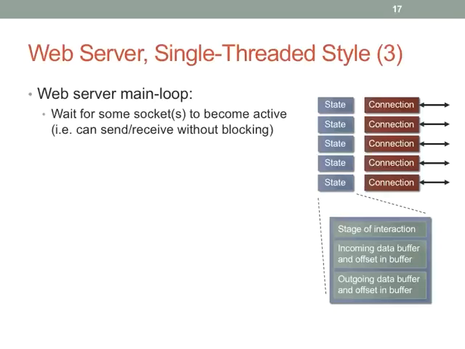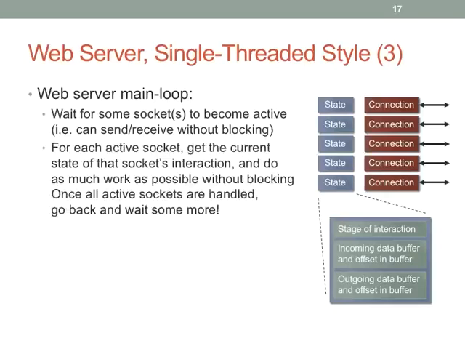So I wait for some subset of the sockets to become active. And then for each active socket, I go through, look up that socket's corresponding state. What am I doing next with that socket? And then I do as much as I can without blocking. And then I go on to the next socket, do the same thing, and go on to the next socket, and do the same thing. Once I've done everybody's work that I can do, then I go back to waiting on everybody again.